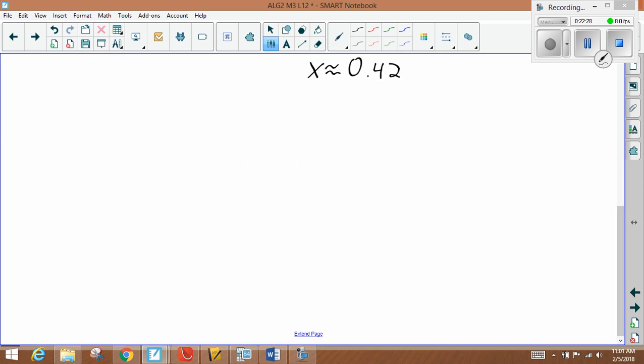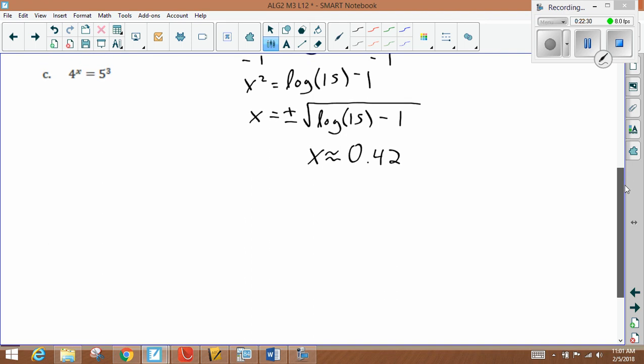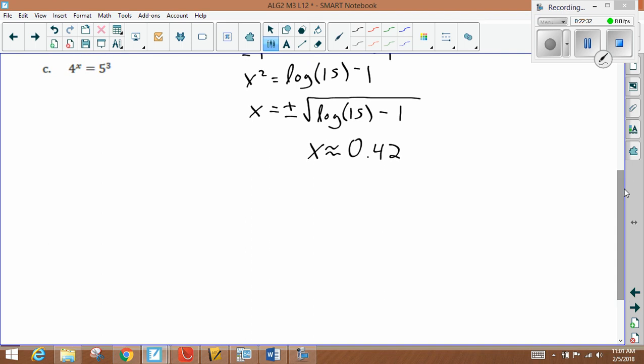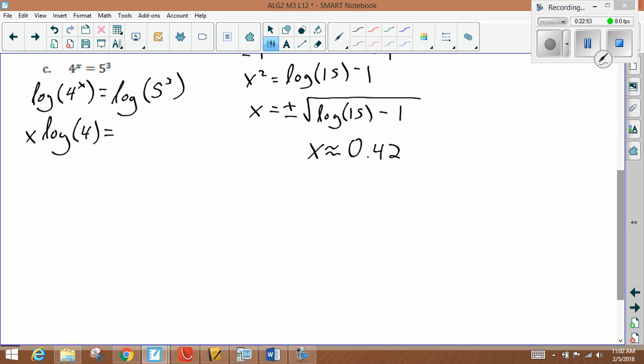Let's go ahead and apply that same deal to this one, to C. So I'm going to take the log of both sides again. Same thing we're going to do with these exponential equations. If we're going to solve them using logarithms, we're always going to take the log of both sides first. The second step, we'll always pull out our exponents.